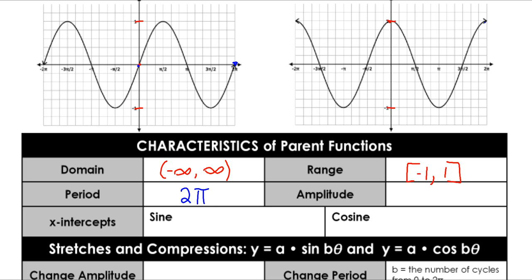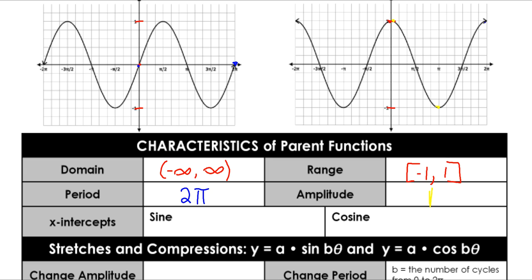All right, and then the amplitude. Remember, the amplitude is half the distance between our min and our max. So the distance from -1 to +1 is 2. So half of that is an amplitude of 1. All right, and then lastly, some key points on here.